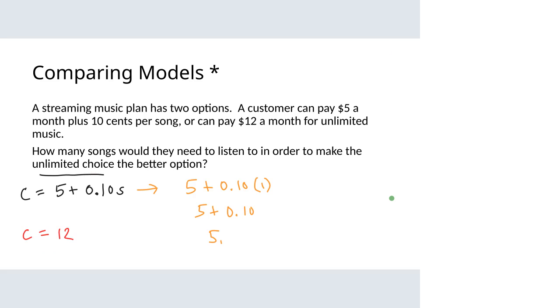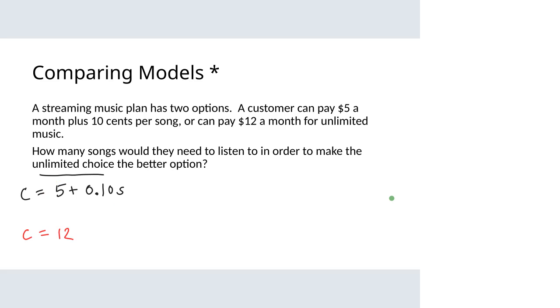If they're only listening to one song, the pay-as-you-go way is definitely the better option. So taking a look at our answer, putting it back into our two models, one song's definitely not the right choice here. 2 songs, probably not the right choice. That's only going to be $5.20. So what we want to figure out is, when are they going to be even?